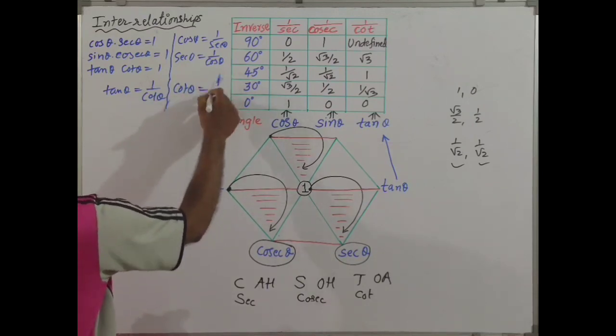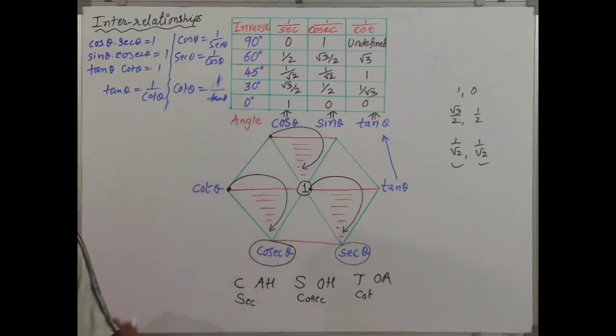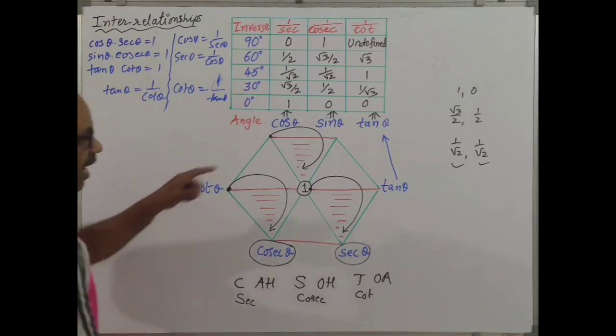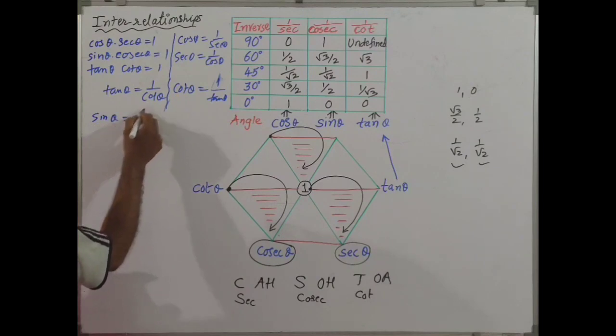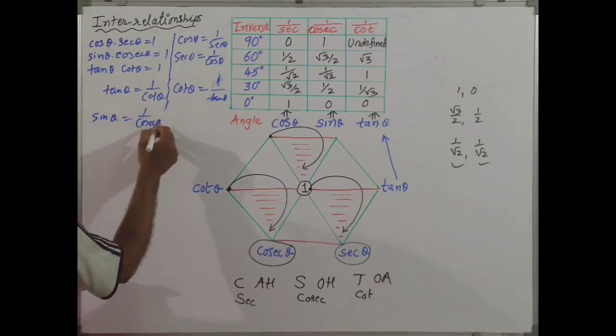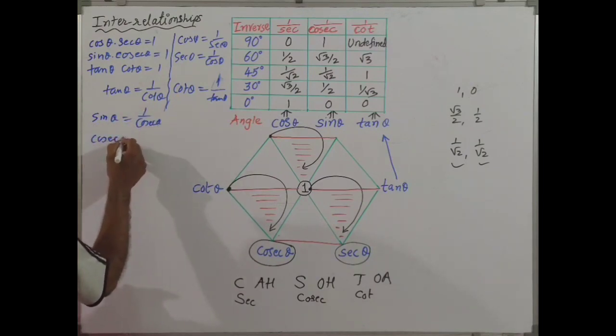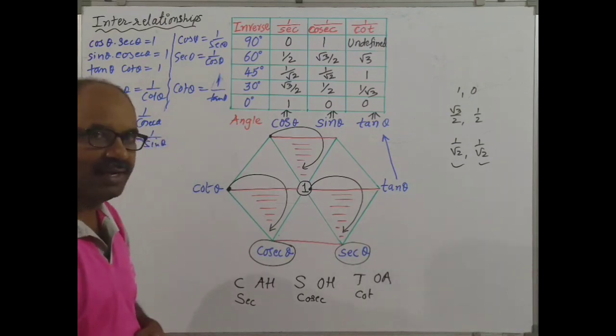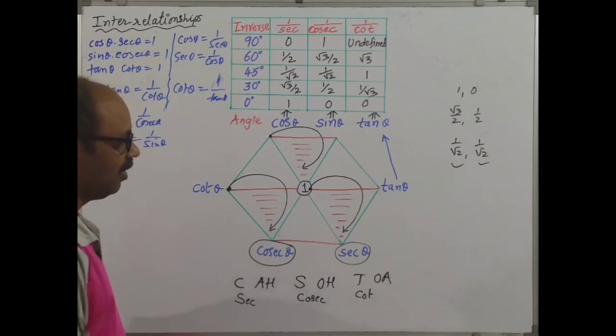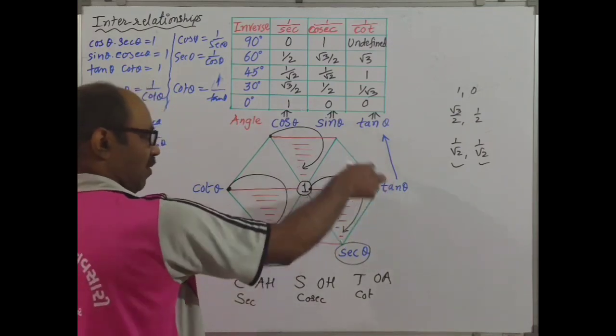So 1 upon tan theta. Got it? Like that. Sin theta is 1 upon cosec theta and cosec theta is 1 upon sin theta. देखा, बहुत सारे इंटररिलेशनशिप. अब दूसरा, वो एंटी क्लॉकवाइज.